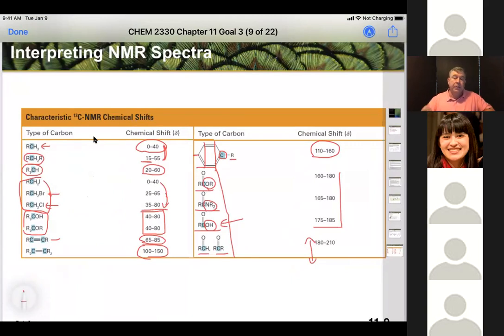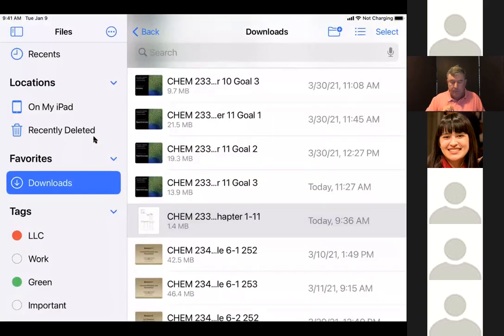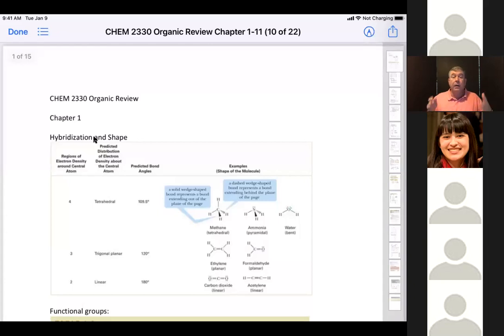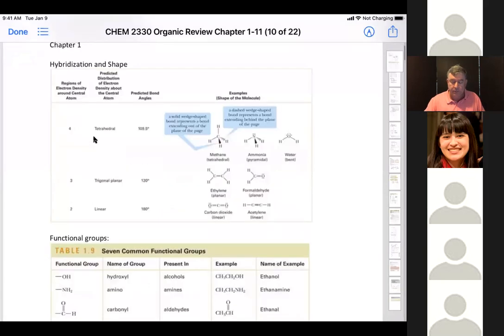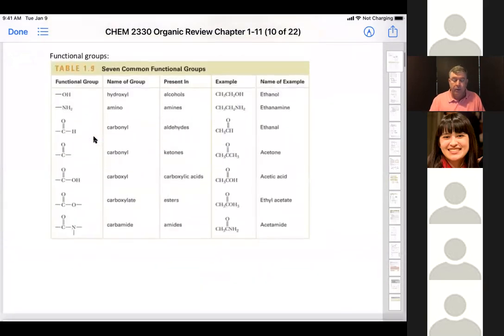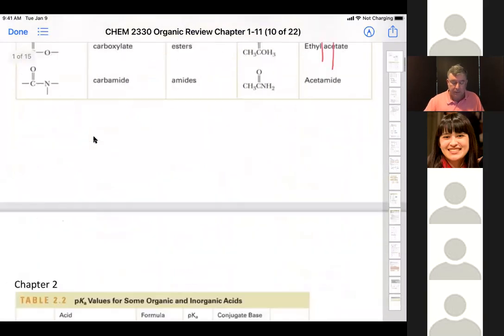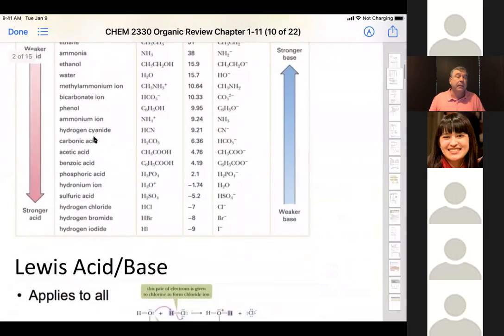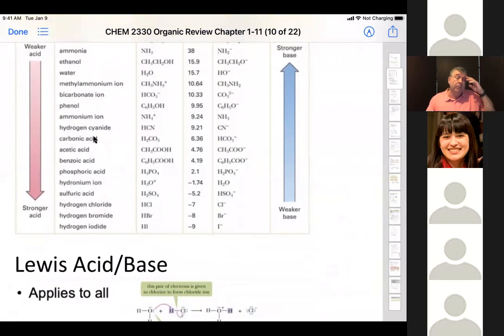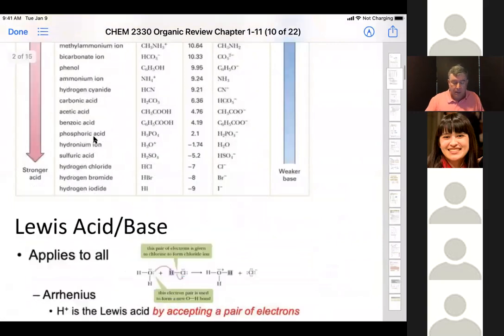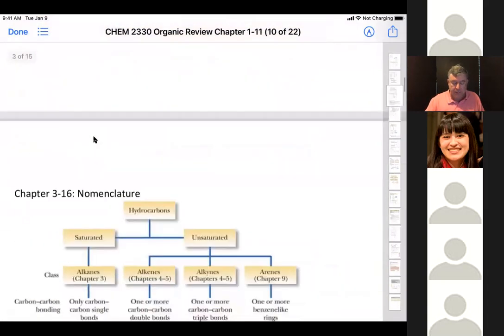Now I'm going to shift gears and pull out the review, which is right here. The review has chapters 1 through 11, just because I want to make sure you don't forget a couple of things. One thing you don't want to forget is your functional group names. I would study those a little bit, because functional group names are important for the system. And don't forget your nomenclature. We talked about alkenes and alcohols and stuff like that, so we want to make sure we don't forget that. Plus your acids and bases.